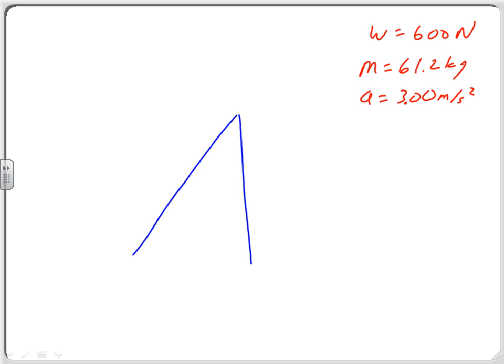So let's draw an incline, draw in our box, and draw in a line that represents the weight, straight down. We want to draw in our components: one component parallel to the surface of the plane, one component perpendicular to the surface of the plane. We want to make that into a parallelogram.